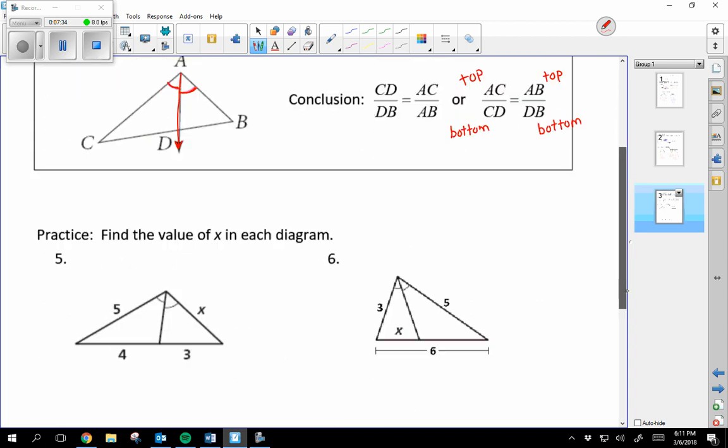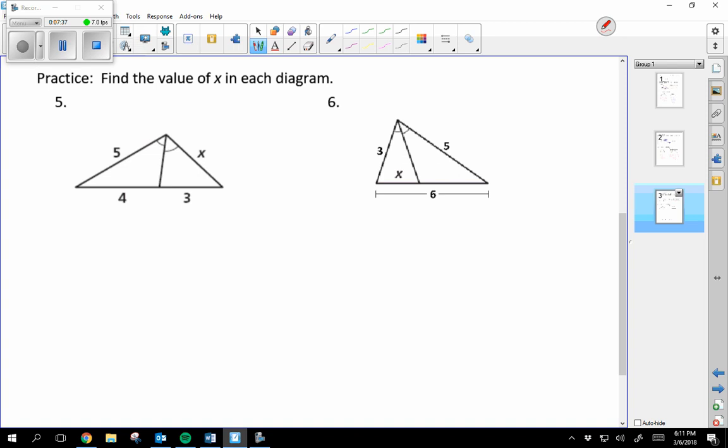So if I apply that in number 5, I take note that this segment is an angle bisector because these two smaller angles are marked congruent. From the left side of the angle bisector, then I can compare 5 to 4, and that will then equal the right side, x to 3. Cross multiplying that then, 4x equals 15, which means x equals 15 fourths.